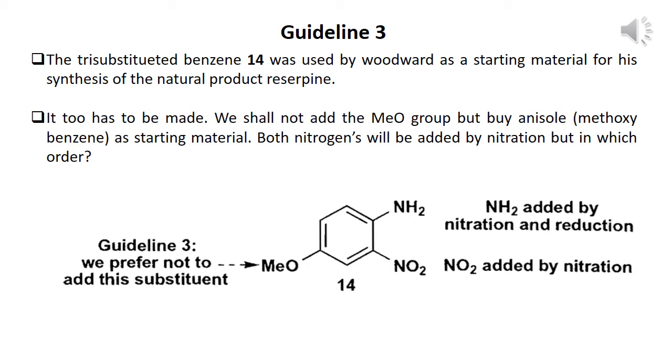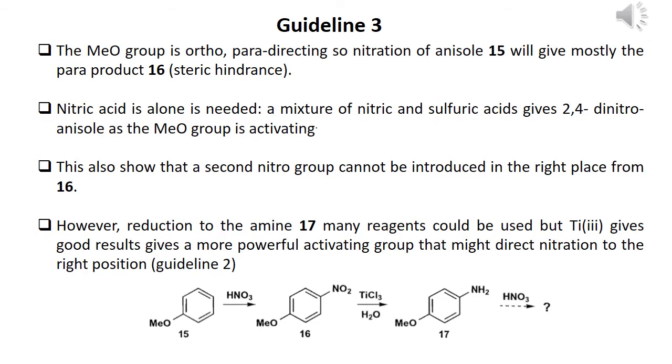So the NH2 group which is being seen over here can be obtained by the reduction of the nitro group into an amino group. Now the methoxy group is ortho-para-directing. So nitration of anisole 15 will give mostly the para product 16 due to steric hindrance. Methoxy is having three protons, so although nitration is not very much preferred because of the steric hindrance, the major product is the para nitro.